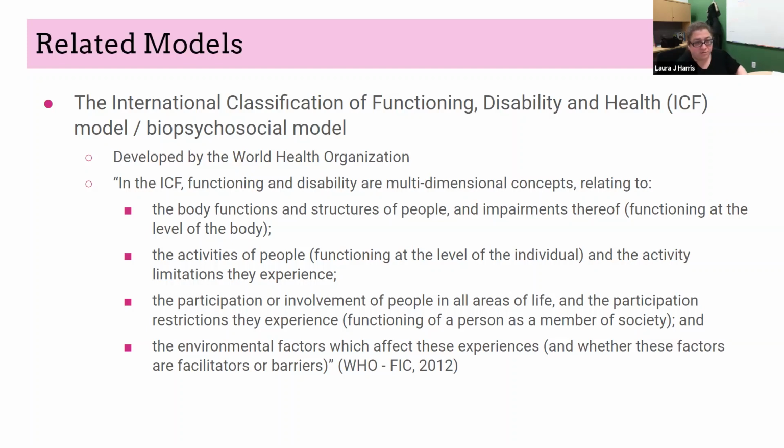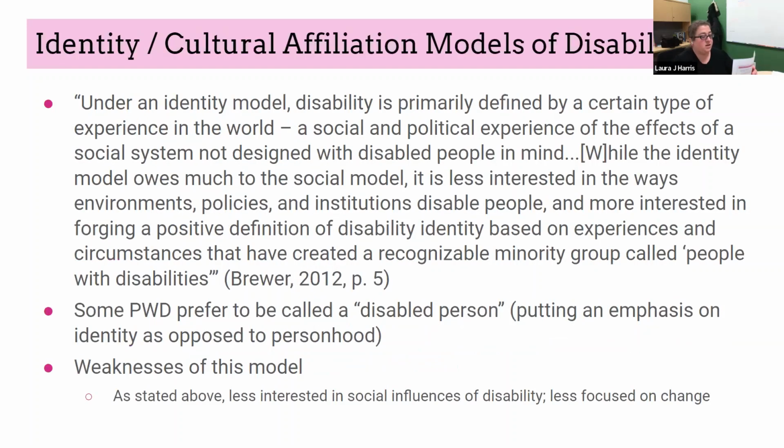And then the last model we're going to discuss is the identity or cultural affiliation model of disability. So basically, the point of this model is it's more focused on finding kinship with other people who have that lived experience of disability. And this is very common.